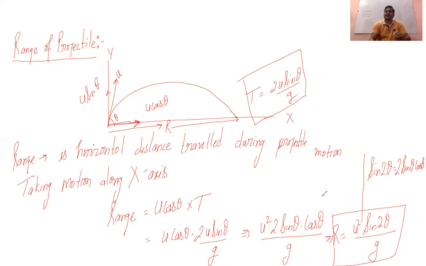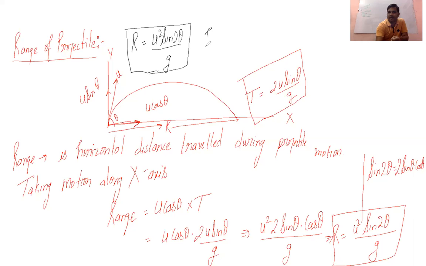If you are asked to find the maximum range, what does maximum range mean? The maximum value of sin is 1. So the maximum range will be obtained at theta equal to 45 degrees. How can we calculate that? Let's see. R is equal to u square sin 2 theta by g. This is the range of the projectile.